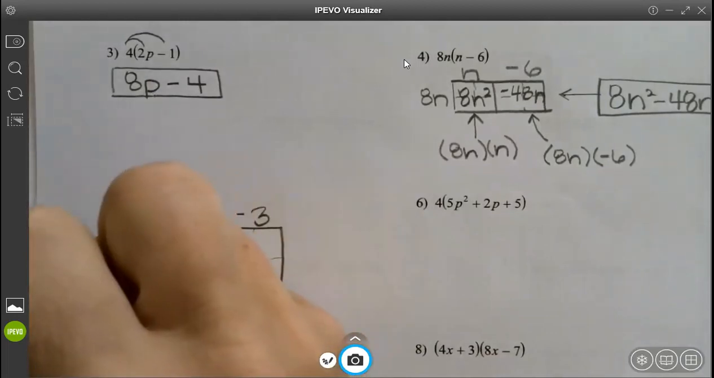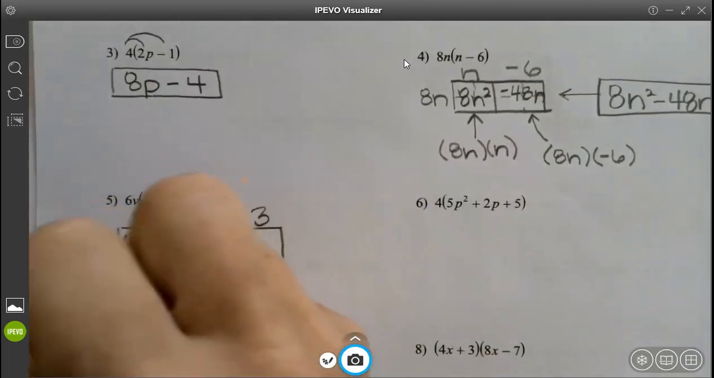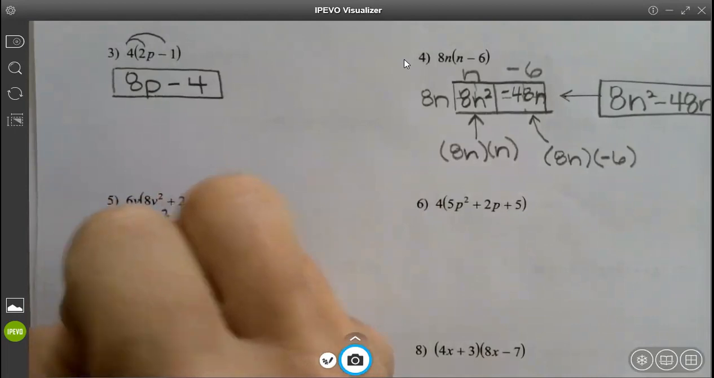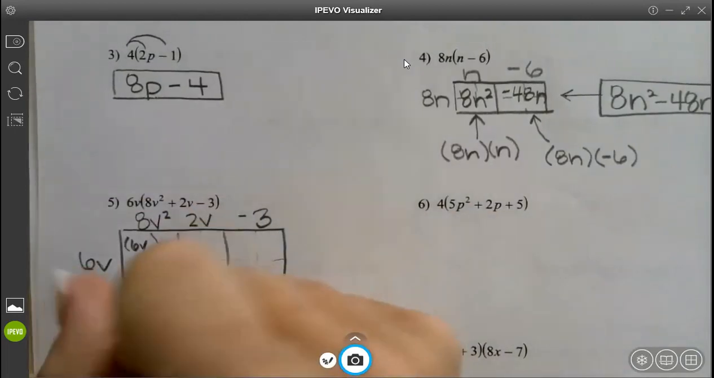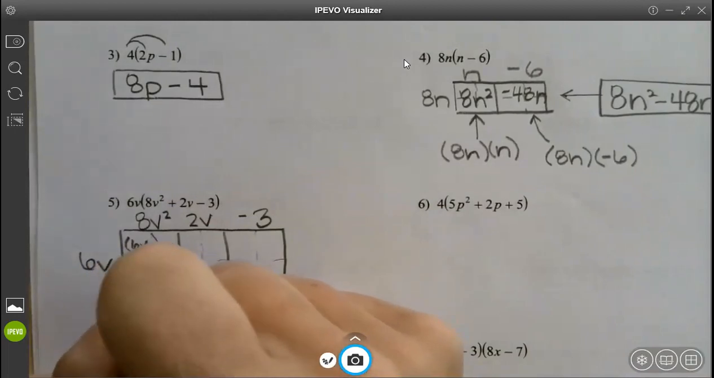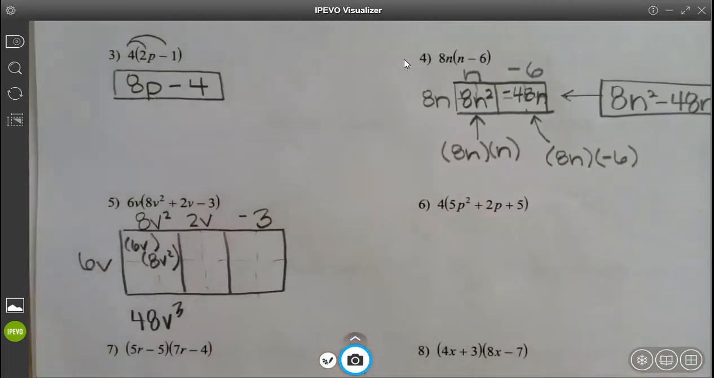So in this first box, you're going to have 6v times 8v squared. That gives you 48v cubed. And again, you can do that with distribution. I don't mind. I'm just trying to show you how the box works.